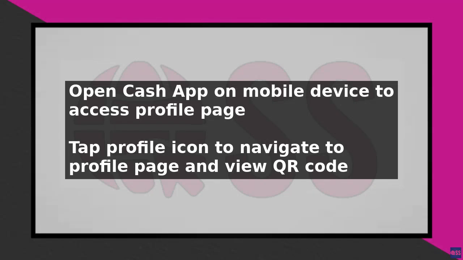To send a Cash App QR code, start by opening the Cash App on your mobile device. If you do not have the Cash App, download it from the App Store or Google Play Store and create an account. Once you have opened the app, tap the profile icon on the top left corner of the screen to navigate to your profile page.